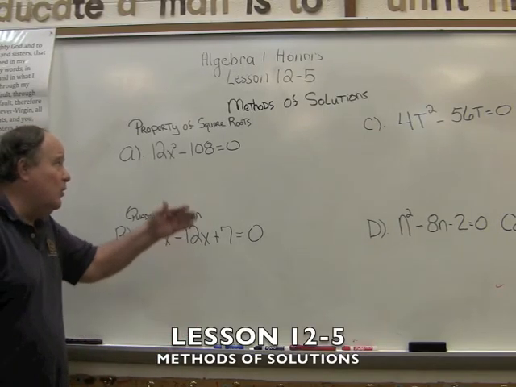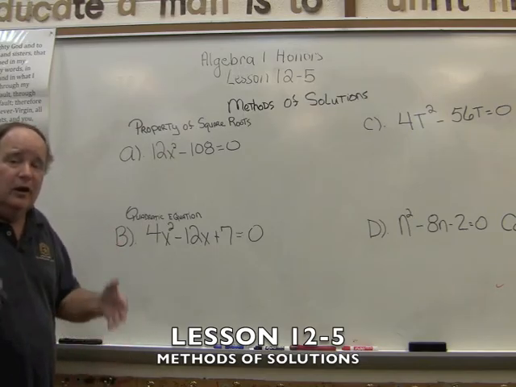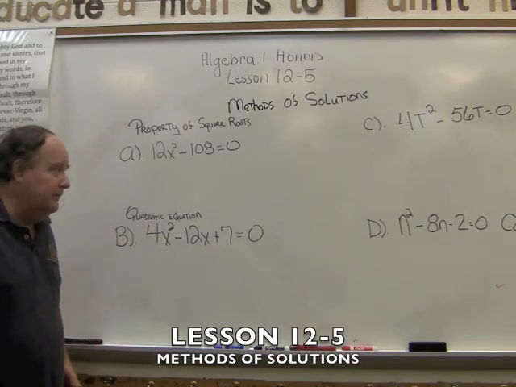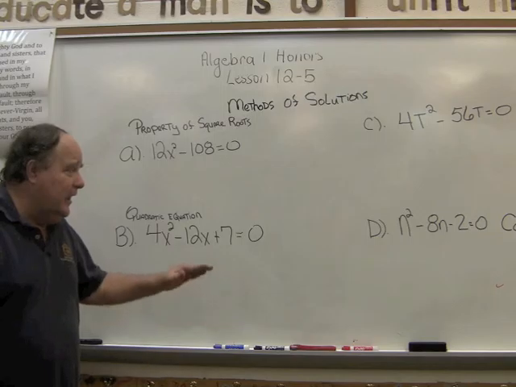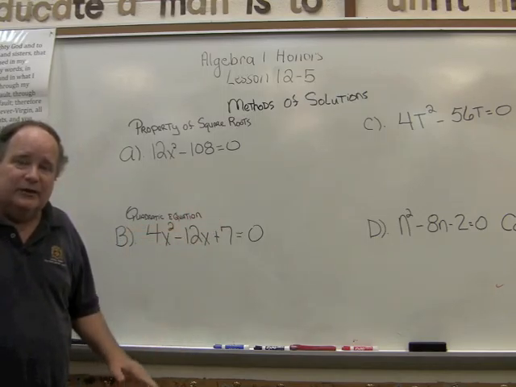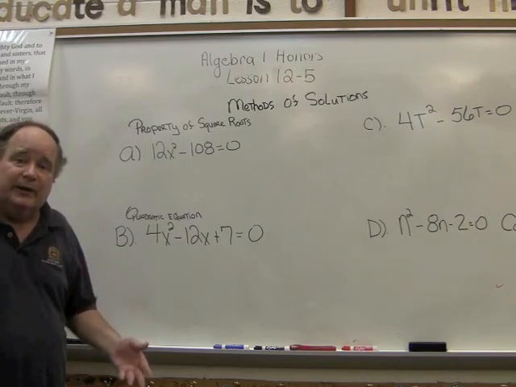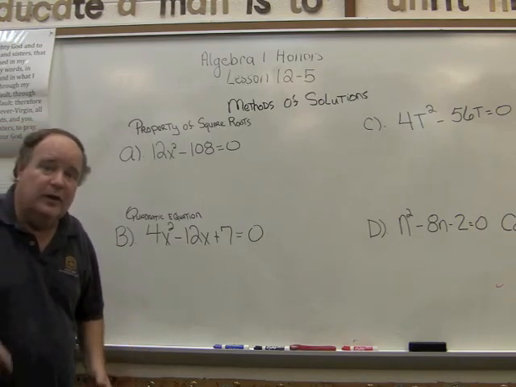Today we are on lesson 12-5, almost to the very end of our book. Today's lesson is methods of solutions. Before we start, I want you to understand that every one of these problems on the board here, we can solve by using the quadratic equation. And we remember the quadratic equation has this nice little jingle.